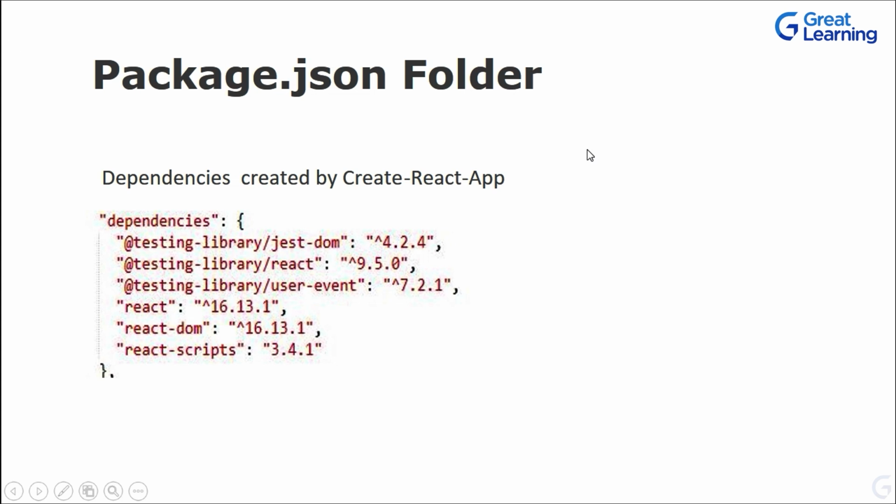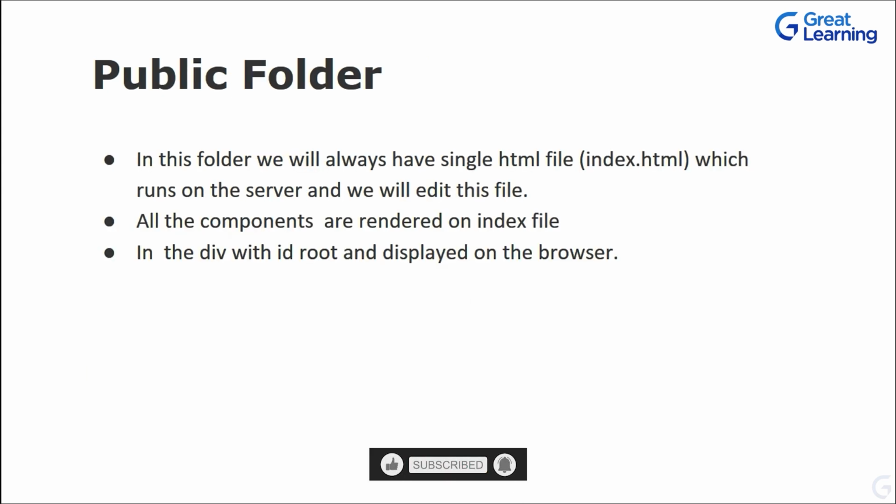So we already saw this package.json file, wherein we talked about the dependencies. It contains the dependencies that are there, the scripts that are there, the npm packages which we require to run our project. Then there was a public folder in which the most important file was a single HTML file named index.html, which will help us to run anything on our server.